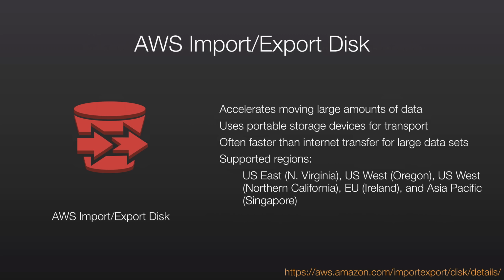And that's it. We will then load the data into an S3 bucket or create an EBS snapshot if that's the process that you've selected. And your data will be made available in the region from where you can make use of it with other AWS services. So that's AWS Import Export Disk.